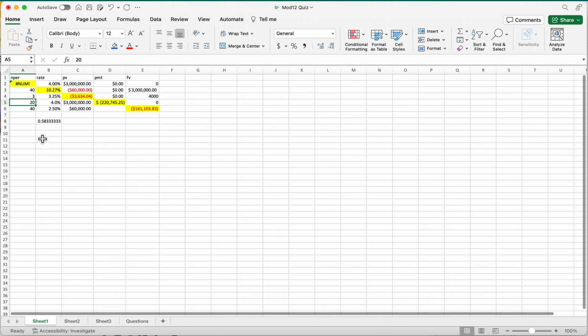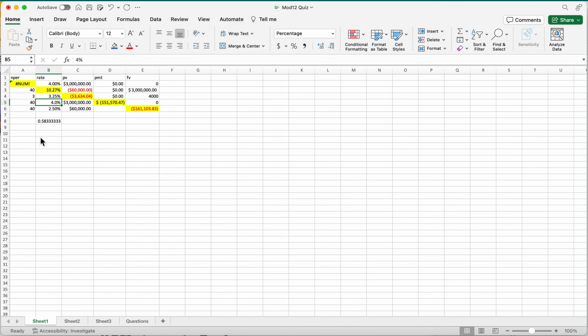We are going to retire in 40 years. We earn an interest rate of 7%. We currently have $60,000 in our account. And so we want to make $3 million. Oh, and this needs to be negative 60,000.